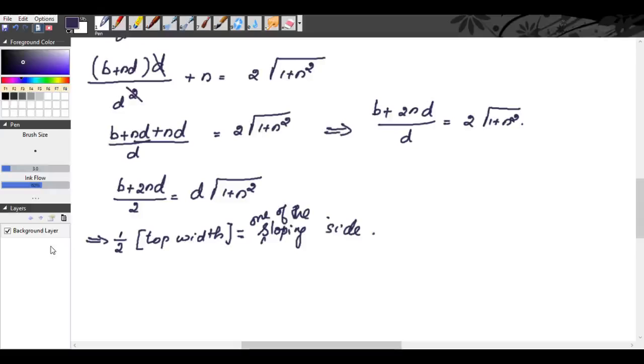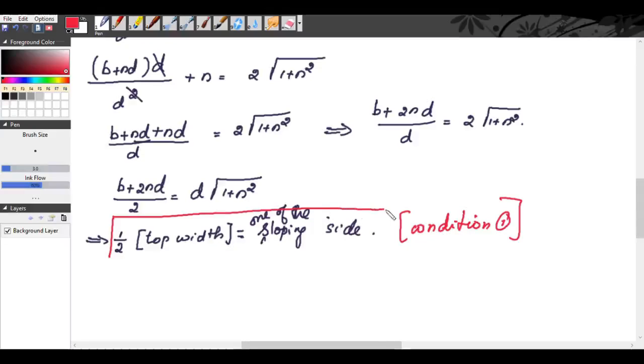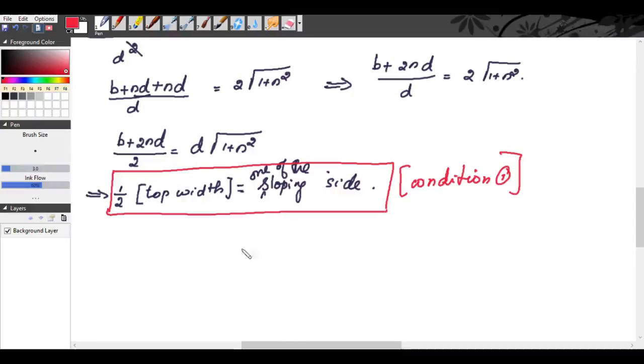So this is your first condition. Condition 1: for the most economical trapezoidal channel section, b plus 2nD by 2, half of the top width, is equal to D into square root of 1 plus n square, that is one of the sloping sides.